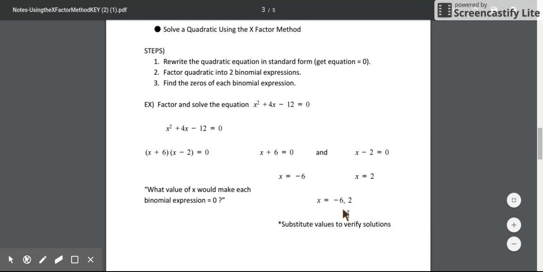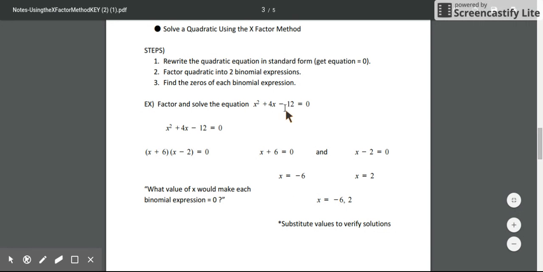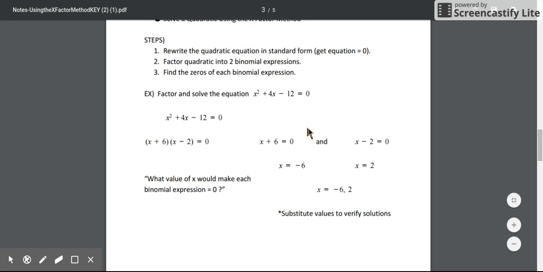Doesn't matter what order you give your solutions in as long as you have them all. And you can always substitute solutions into your equations to check your answers. So if you substitute negative 6 into both of these x spots and simplify your expression, you should get it equal to 0. Same thing if you substitute 2 into either of those inputs. Should simplify and equal 0.